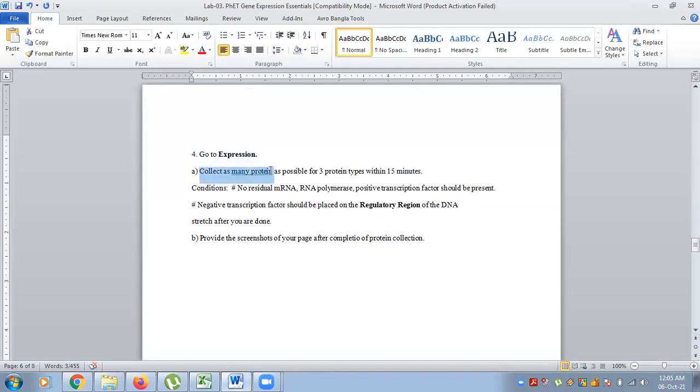Collect as many proteins as possible for 3 protein types within 15 minutes. No residual mRNA, RNA polymerase, positive transcription factor should be present. These are the conditions. Negative transcription factor should be placed on the regulatory region of the DNA straight after you are done. Then provide the screenshot of your page after completion of protein collection. Okay.